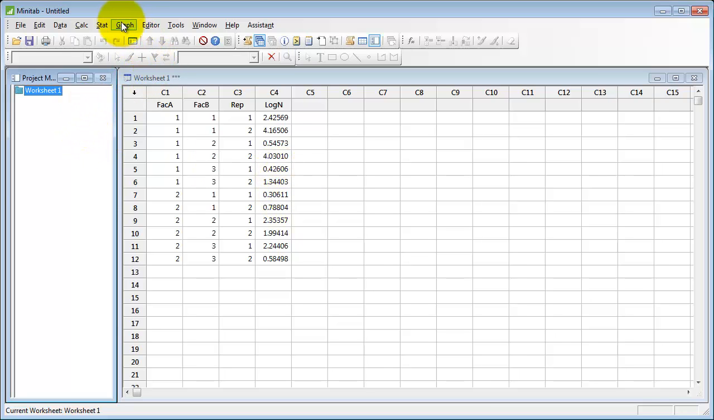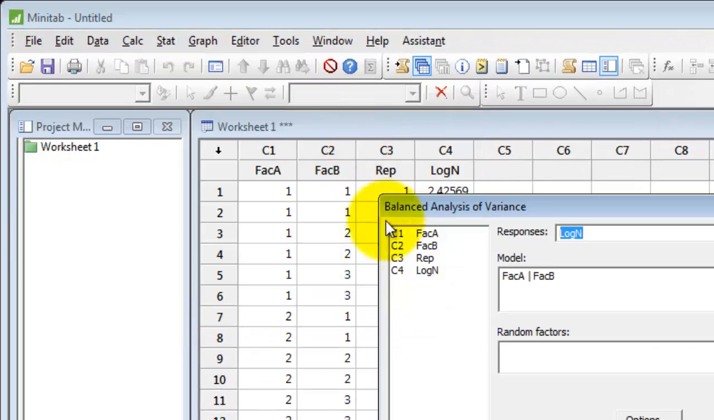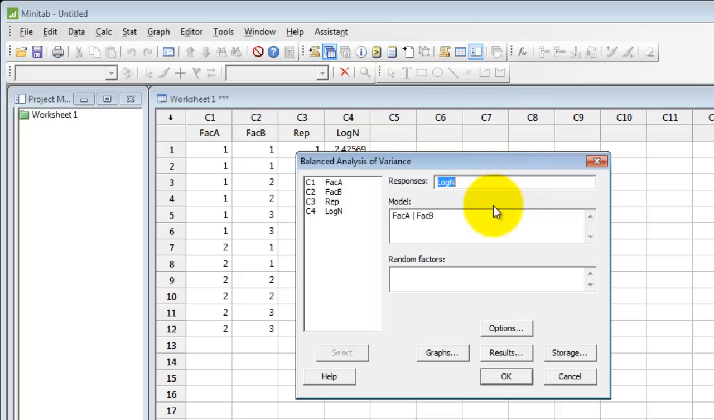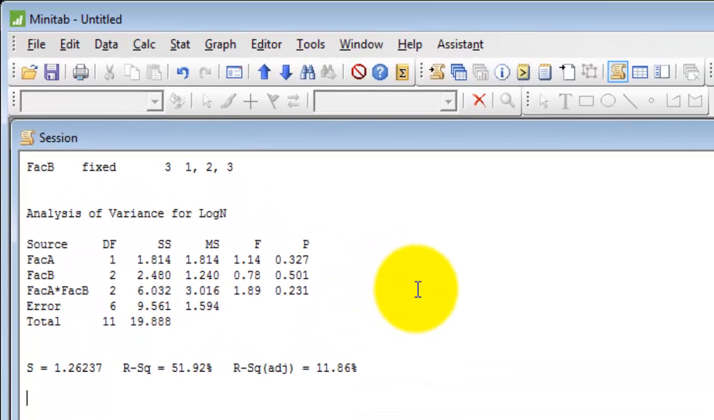So let's look at running ANOVA. First we'll do it here in Minitab. We can use the balanced option, and I'm using log norm as the response, factor A, factor B, and the line in the middle there indicates that the full model should be used. Okay, and we get these results here. None of the factors is significant, even though I did actually build in a difference between factor A and factor B. There's only a small number of observations and only two replicates, so it doesn't actually show up.